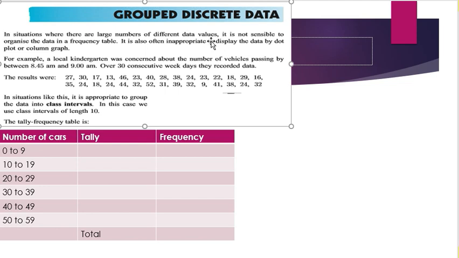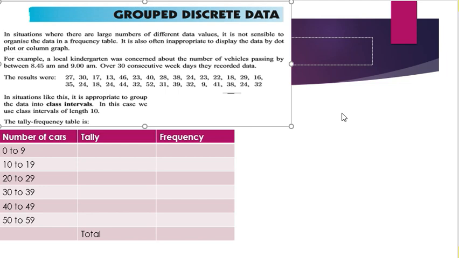alright, let's continue. What if it's grouped data, grouped discrete data? So here is the situation. In situations where there are large numbers of different data values, it is not sensible to organize the data in a frequency table. It is also often inappropriate to display the data by dot or column graph.